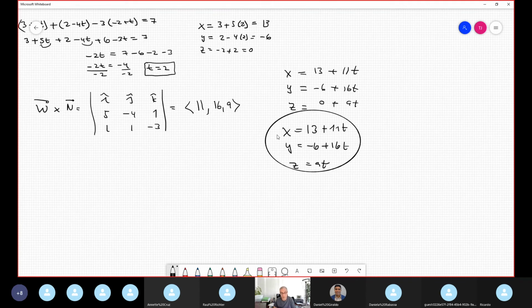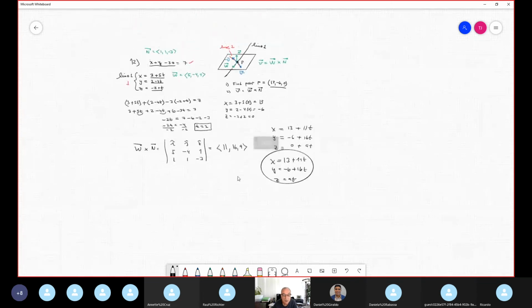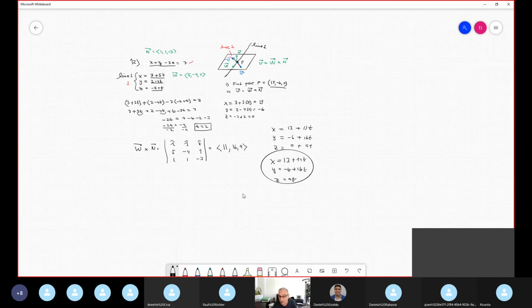The next question, 13, is: find the shortest distance between the point P (1, 2, 3) and the line given by the vectorial equation. Okay, any question in 12? Do you understand this, or does it look complicated? Yeah, it's a little bit sophisticated.